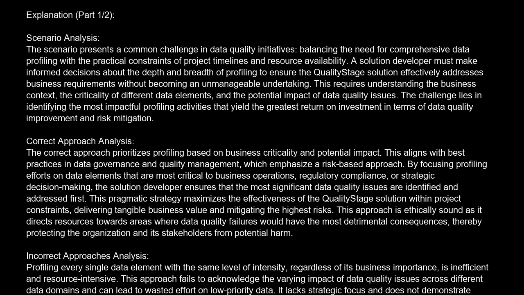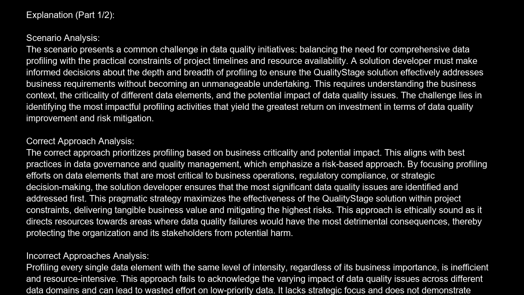This requires understanding the business context, the criticality of different data elements, and the potential impact of data quality issues. The challenge lies in identifying the most impactful profiling activities that yield the greatest return on investment in terms of data quality improvement and risk mitigation. Correct approach analysis. The correct approach prioritizes profiling based on business criticality and potential impact. This aligns with best practices in data governance and quality management, which emphasize a risk-based approach.